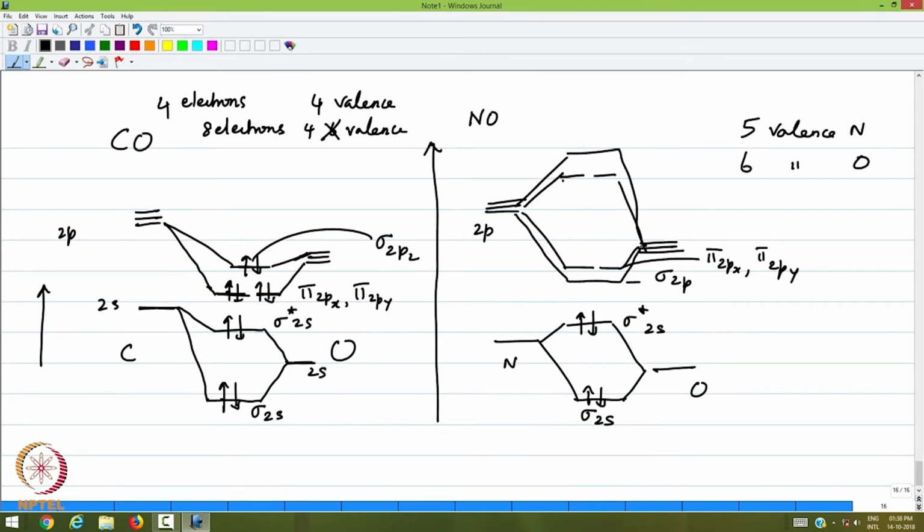Now, you can see that NO has 11 electrons distributed this way, with 1 electron here on the anti-bonding orbital, so it is paramagnetic.